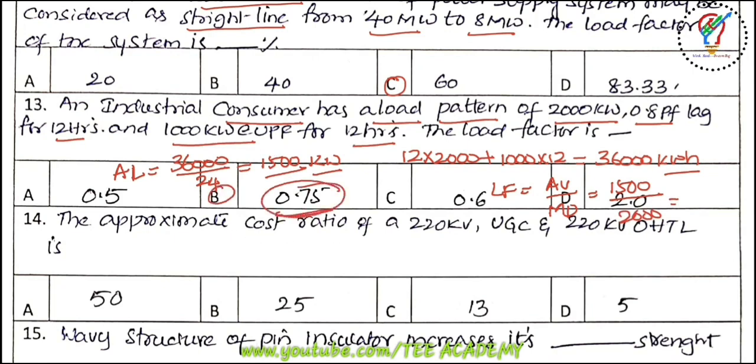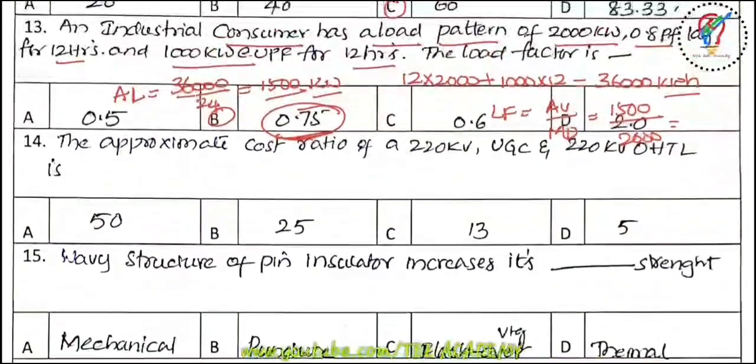Okay, and sorry for the inconvenience, I'm going to explain each and every problem in detail. Now question 14: the approximate cost ratio of a 220 kV underground cable (UGC) and 220 kV overhead transmission line is. That means in this question the examiner is asking to compare what is the cost difference between the underground cable and the overhead transmission line for the same voltage rating.